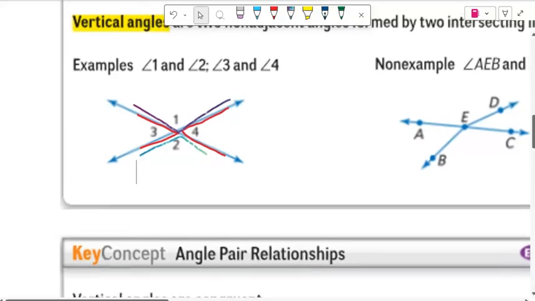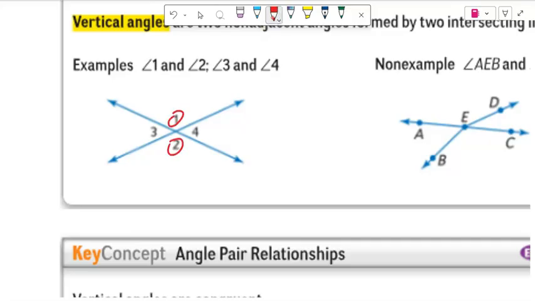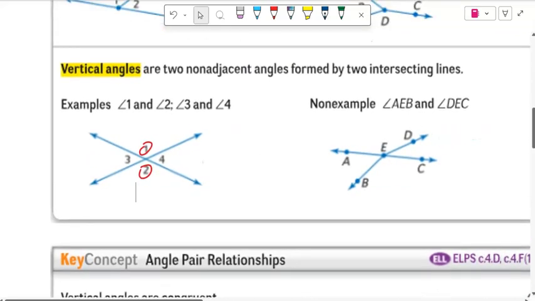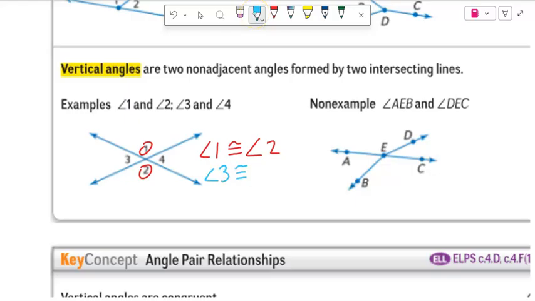Ooh, not quite. Not quite. So a linear pair in this picture would be angle 2 and 3. But the vertical angles are 1 and 2. Go ahead, Luke. They're congruent. Great job. So go ahead and say that out loud. Say vertical angles are congruent. So angle 1 is congruent to angle 2. And angle 3 is congruent to angle 4.